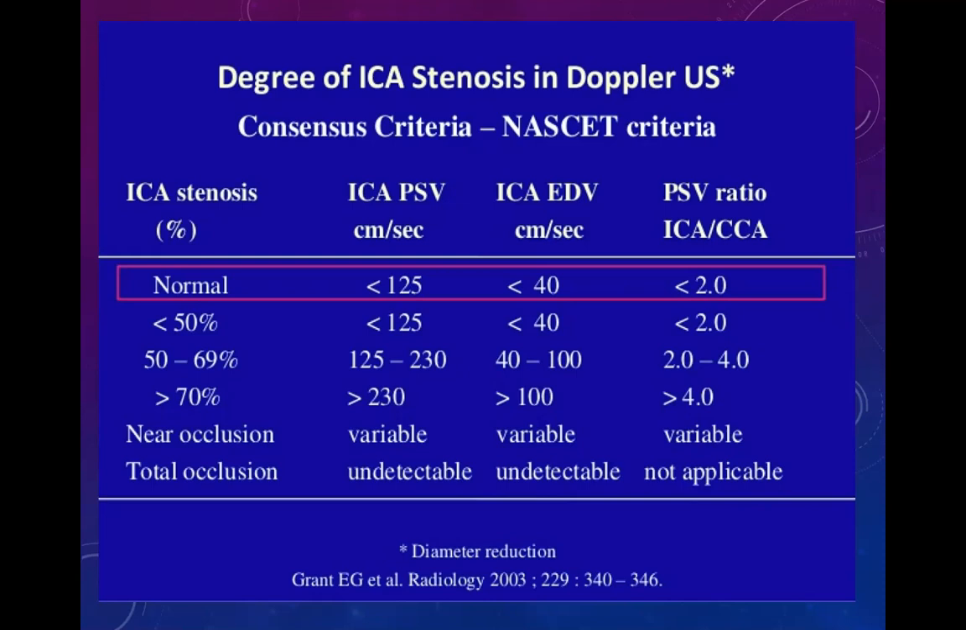The other thing is the standard of insonation. The degree of angle of insonation is very critical. I'm sure Dr. Shah has discussed this in the other topics. It is very critical to insonate the artery at less than 60 degrees. So that also needs to be standardized in each institution. You can say, I'll always go at 40 degrees, or I'll go at 50 degrees, but it has to be less than 60 degrees angulation of the insonation.